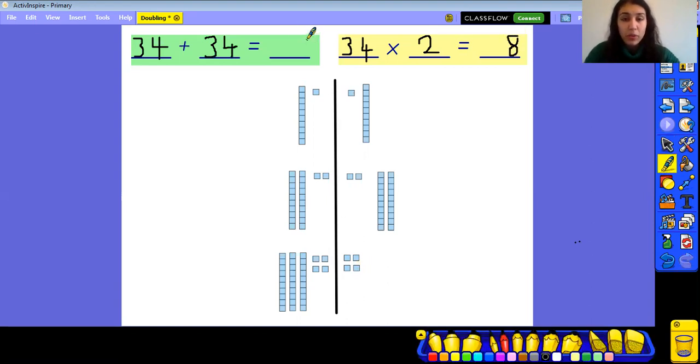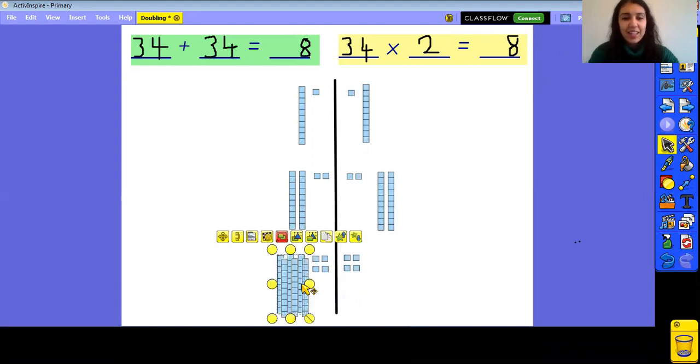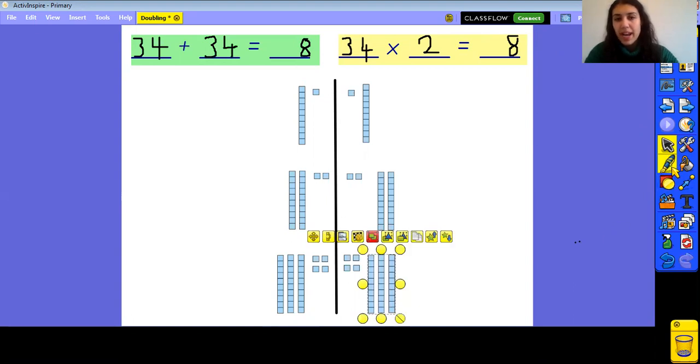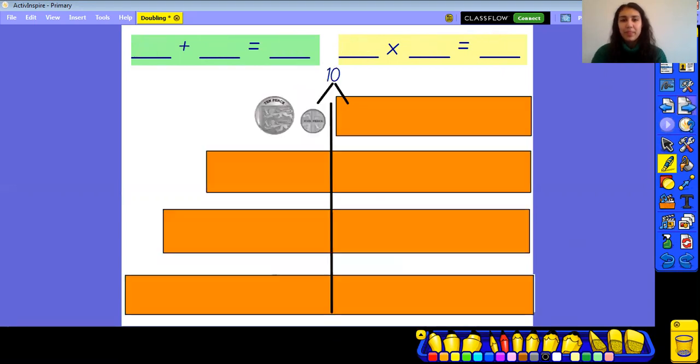We know 4 add 4 is 8. And then double those 10s. So 3 10s, 3 add 3, 3 10s add 3 10s is 6 10s, or 3 times 2, 3 10s times 2 would be 6 10s. So that would give us 68. Well done if you got that right.